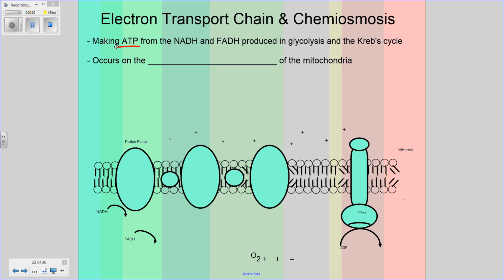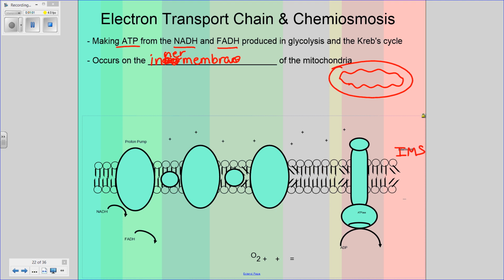And how are we going to do it? We're going to use all the energy that we've been stockpiling in that NADH and FADH, the temporary energy storage molecules. So that's where they're going to come in handy. Now this is going to be occurring actually on the inner membrane of the mitochondria. So if you have a little picture of a mitochondria here, you've got your squiggly inner membrane, this is where it's occurring.